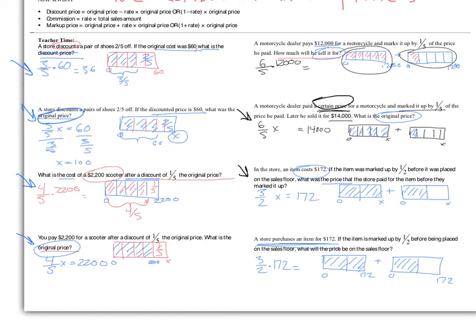So, just to summarize this lesson, we should be thinking about these diagrams, and the diagrams really come from the words. If we're not given the original amount of an item, then we're going to have to solve an equation. If we are given the original amount, then it ends up just being a multiplication.